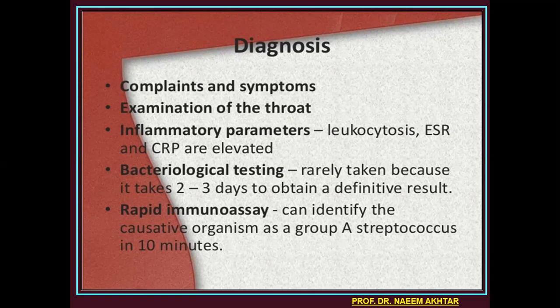Then bacteriological testing is done by taking a throat swab and sending the swab to the laboratory for culture sensitivity report. It is rarely taken because it takes 2 to 3 days to obtain a definite result. Then you may perform rapid immunoassay. This can identify the causative organism as a group A Streptococcus in just 10 minutes.